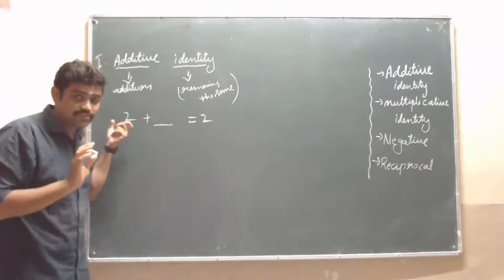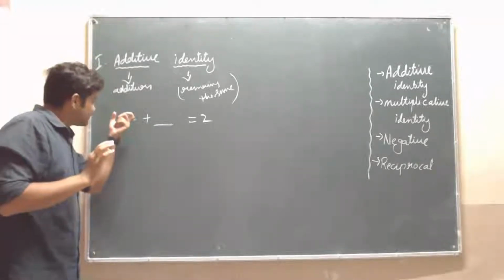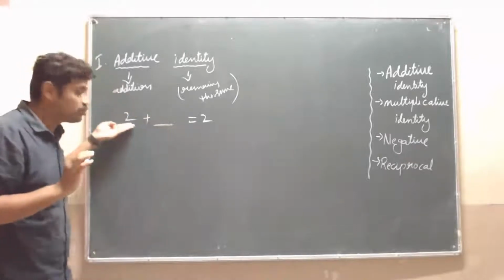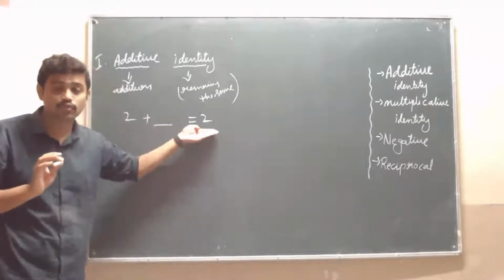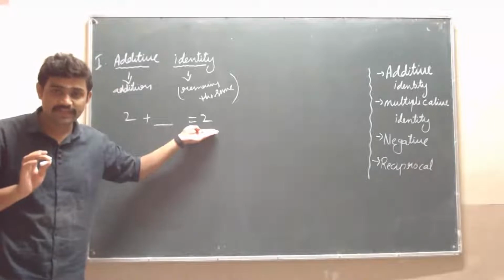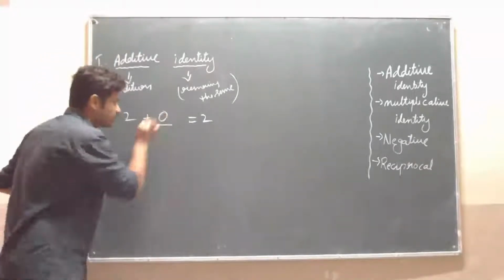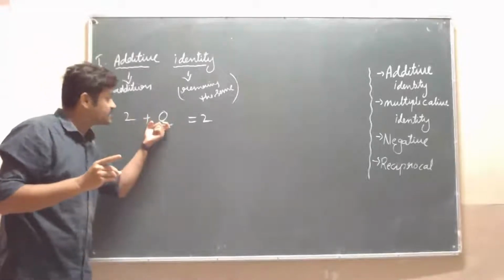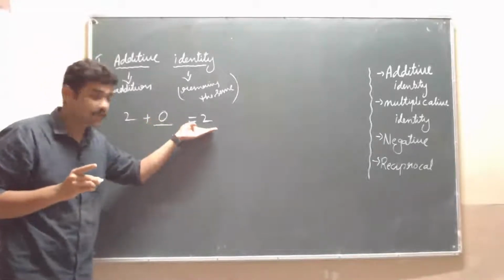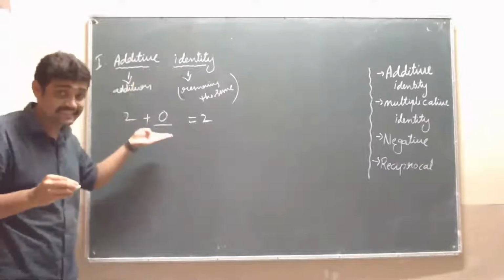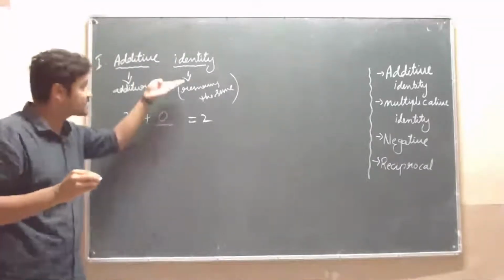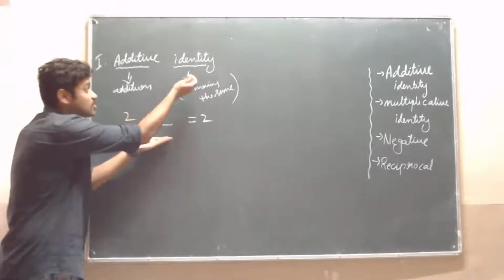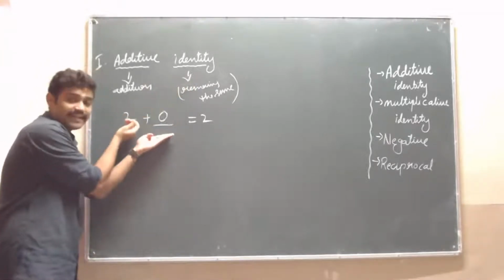2 is a natural number. Which number is added to 2 so that the answer will be 2? That is 0. If 2 is added with 0, the answer will be 2. That means 0 will be the identity, and it does not change the value of any number.